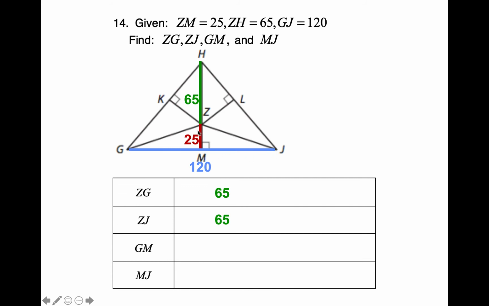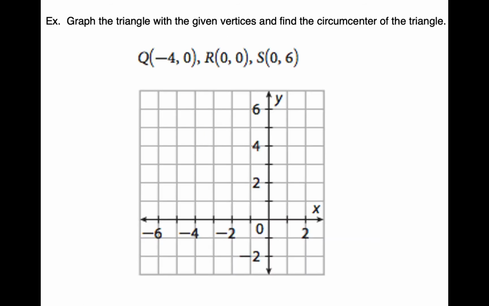Now we're looking from G to M. Notice this is half the length of the 120, so that should be 60. And then from M to J, that's the other half of the 120, so that is also 60.